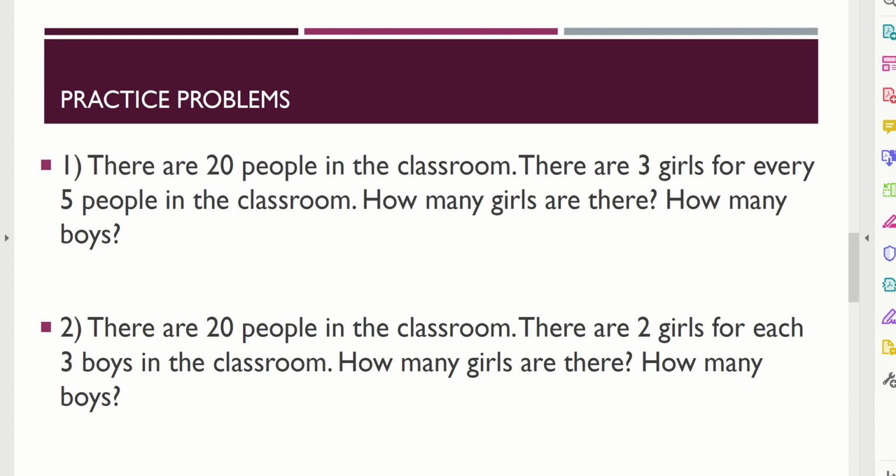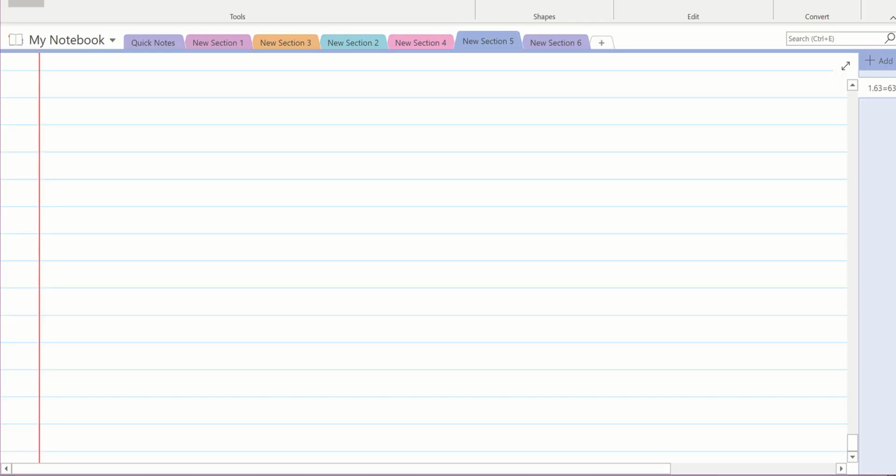First of all, you have to think, is this part to part or part to whole? They give us a ratio, 3 girls for every 5 people. So girls is a part, people is not a part, people is the whole. In that whole classroom, there are 5 people, so this is a part to whole type of question. So let's write this down.